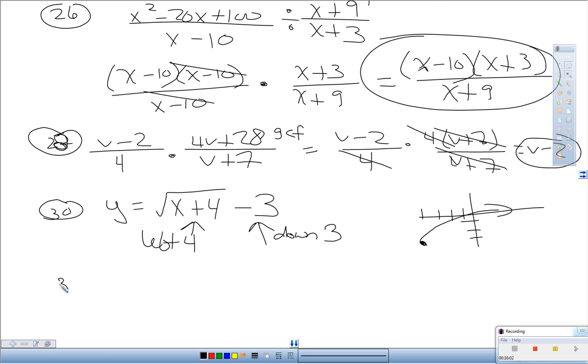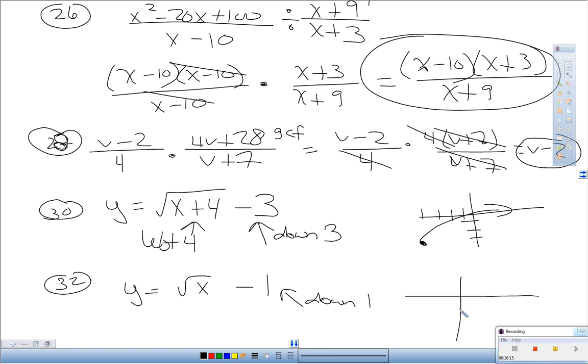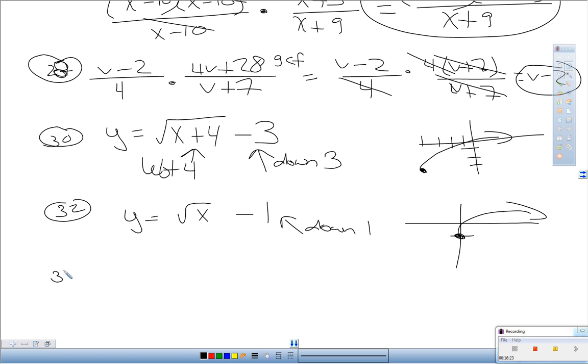All right, for 32, it gave you y is equal to the square root of x minus 1. Notice the minus 1's on the outside, so that means it's going to move down 1. There's no number on the inside, so it's not going to move left or right. So take your pencil, go down 1, put a point there, and then draw you a square root function that looks just like that. And so that's the answer for number 32.